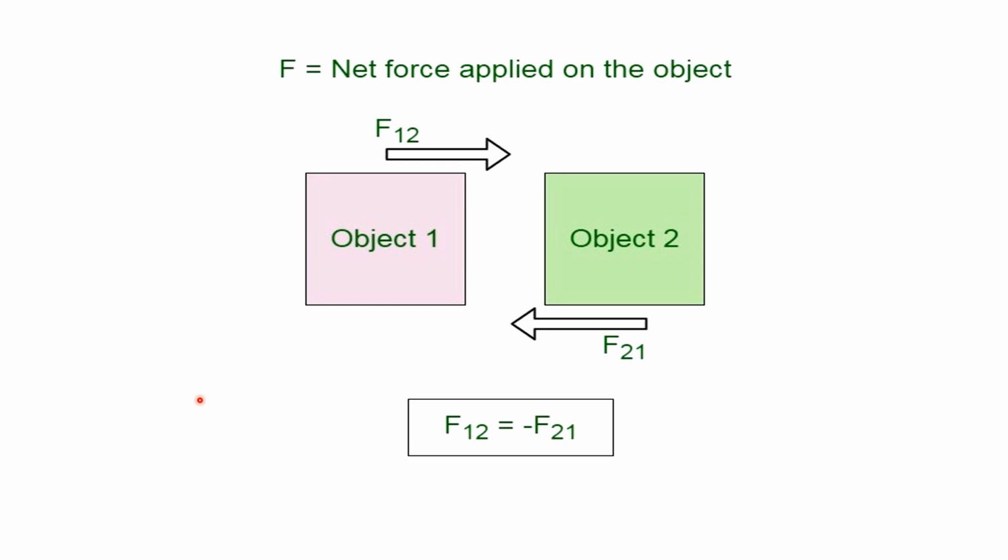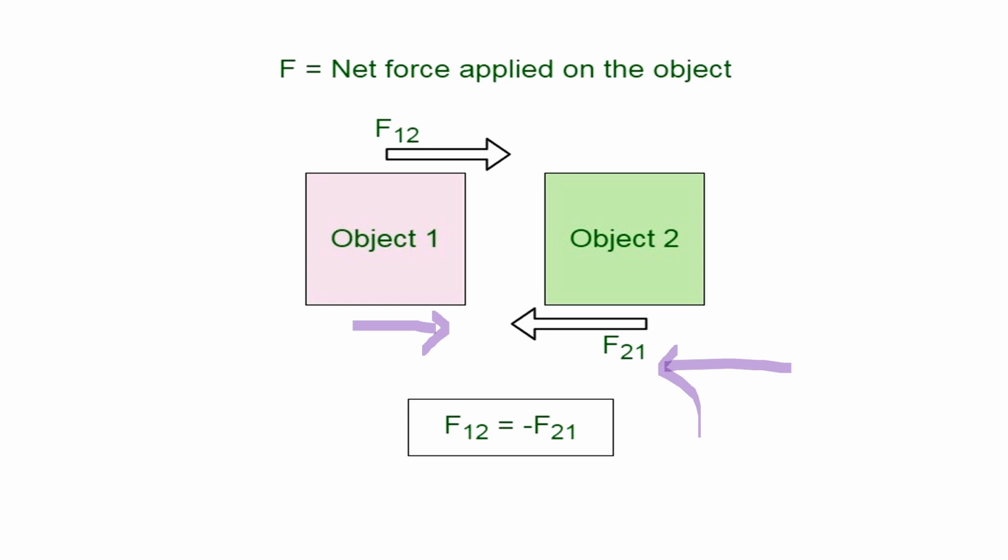Here, F12 is the force applied by body 1 on body 2, and F21 is the force applied by body 2 on body 1. The minus sign indicates that the two forces are applied in mutually opposite directions. Forces always occur in pairs.